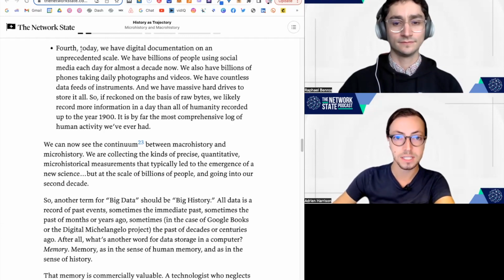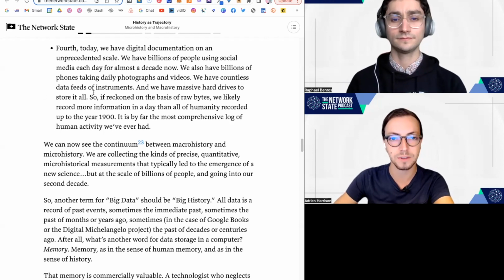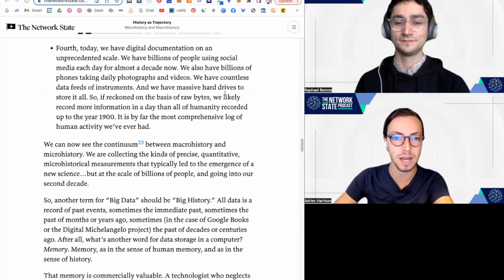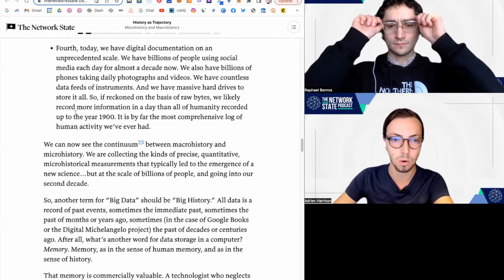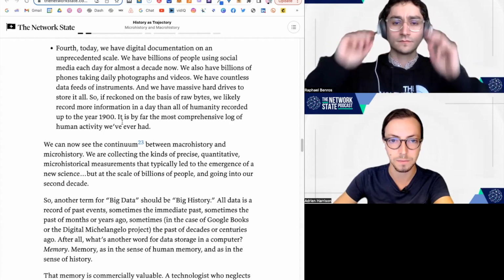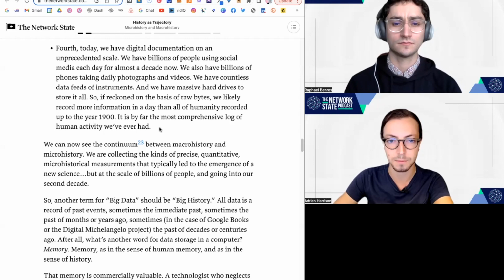So fourth, today we have digital documentation on an unprecedented scale. We have billions of people using social media each day for almost a decade now. We also have billions of phones taking daily photographs and videos. We have countless data feeds of instruments, and we have massive hard drives to store it all. So if reckoned on the basis of raw bytes, we likely record more information in a day than all of humanity recorded up to the year 1900. It is by far the most comprehensive log of human activity we've ever had.